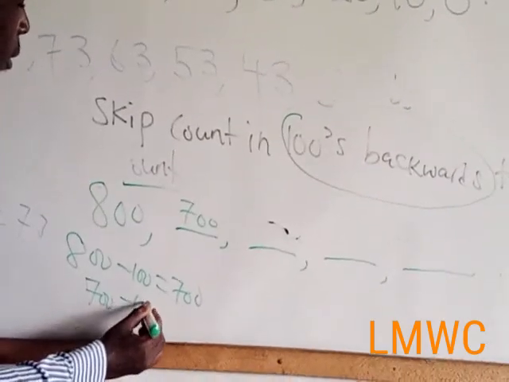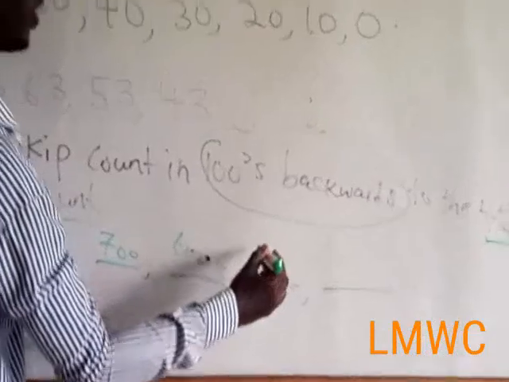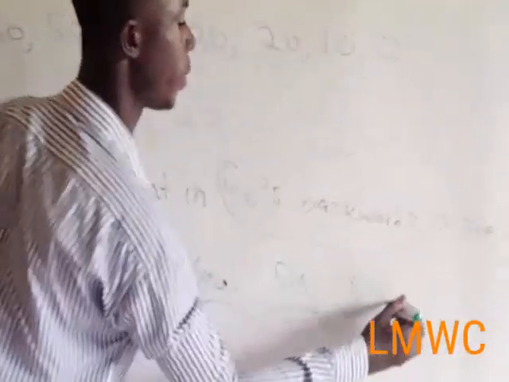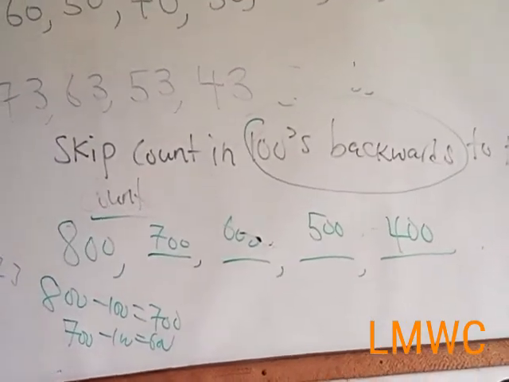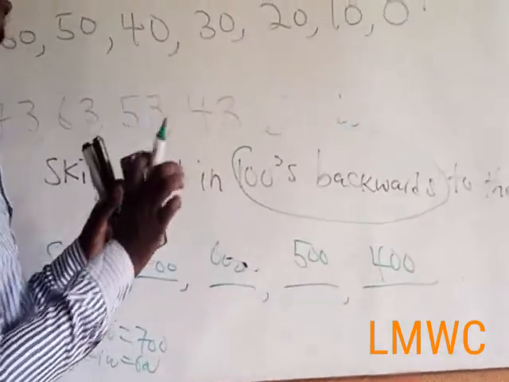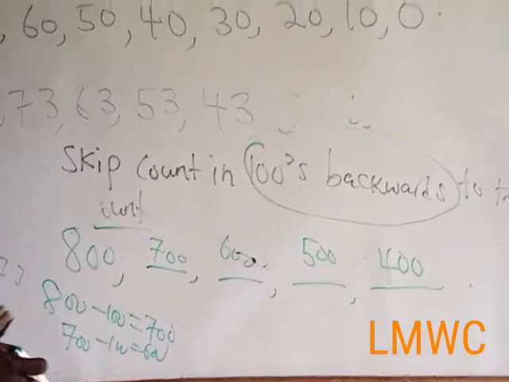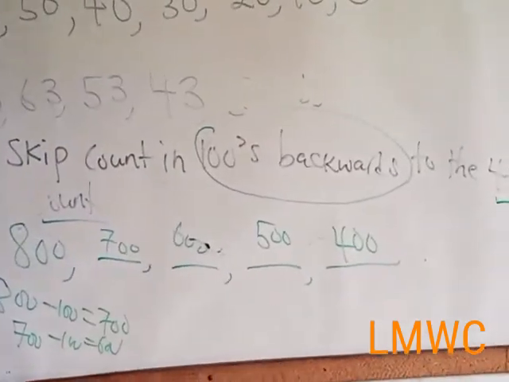700 minus 100 is what? 600. This means the next number is what? 500. 500 minus 100 is what? 400. So you see it's the same interval, but this time we are subtracting. Backwards means we subtract, but the same interval, and forward means we add using the same interval. So we will count 1, 2, 3, 4. This is up to the fourth count.